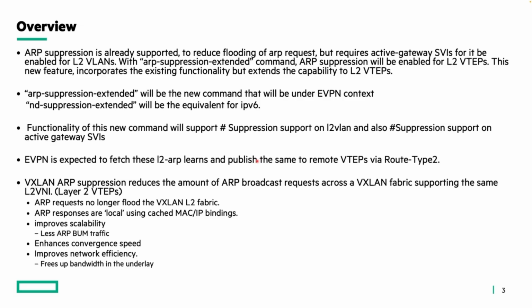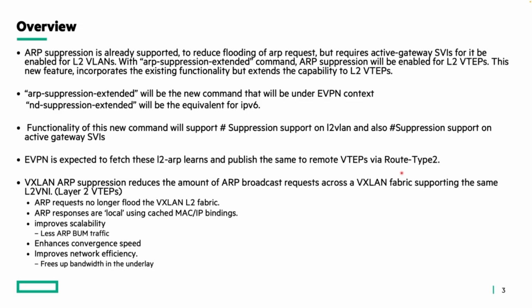So with this new feature, ARP suppression extended, ARP suppression is supported for L2 VLANs too. The new command is ARP suppression extended, as you see here. This is for IPv4, and this is under the EVPN context. And similarly for IPv6, it is ND suppression extended. These commands support the suppression on the L2 VLANs, as we talked, without the active gateway SVIs. EVPN fetches these L2 ARP learns and publishes the same to remote VTEPs via route type 2.